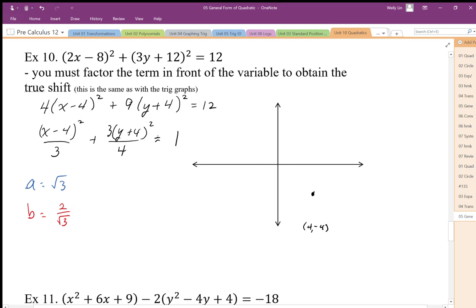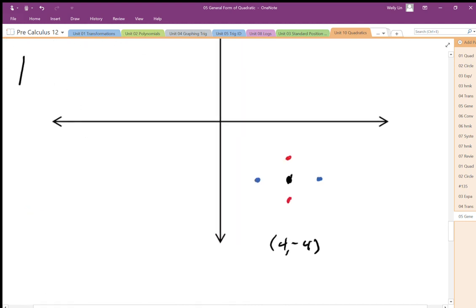That's approximately equal to probably about 1.2. So my b value is about 1.2. It's just a really tiny ellipse here. And along the x, it's a little bit bigger. It's going to be 1.7 along the x. Kind of zooming in, this is my ellipse then, going to be looking like this.